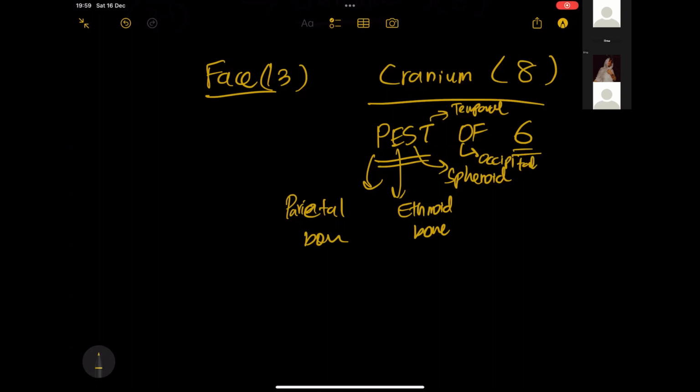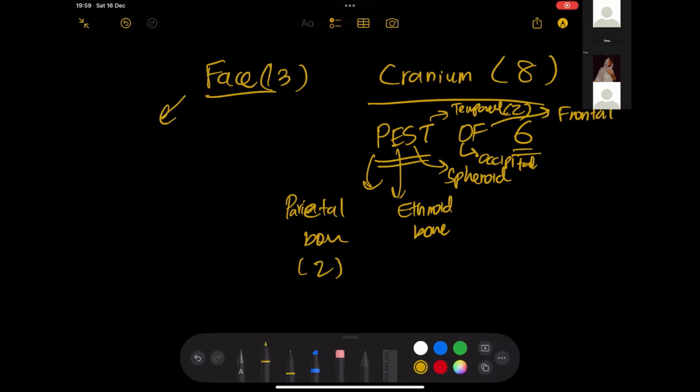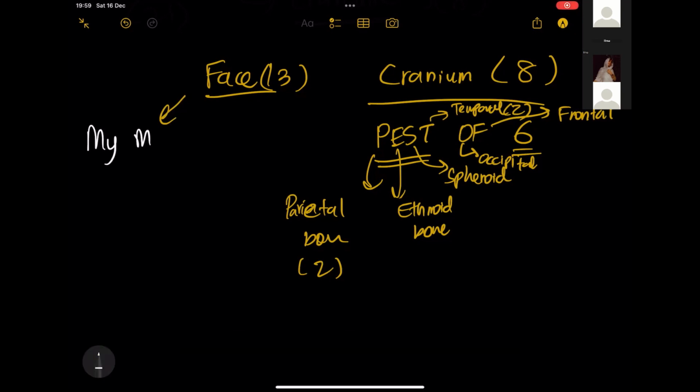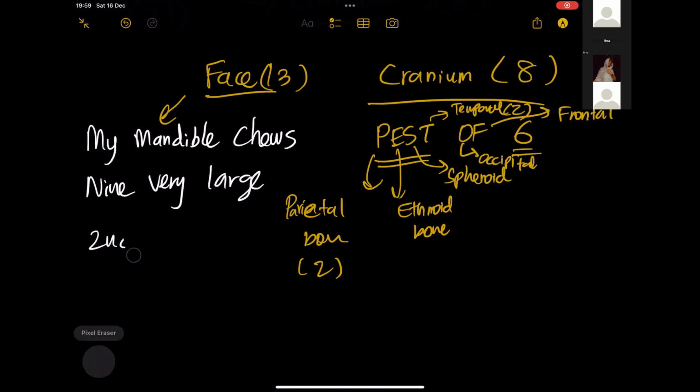Again, in the face also, this is one of the mnemonics I used to remember. My mandible, mandible means jaw, no? My mandible choose 9 very large zucchini pizzas. So this is what I remember. You all go and search what is zucchini, okay? It is a type of vegetable.